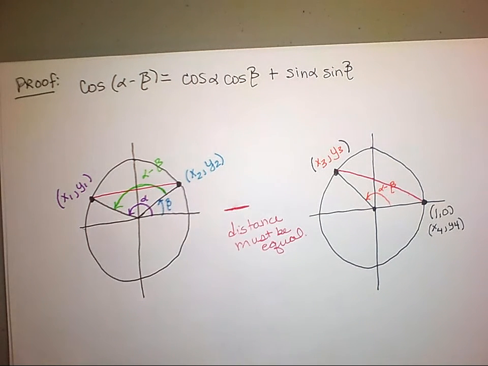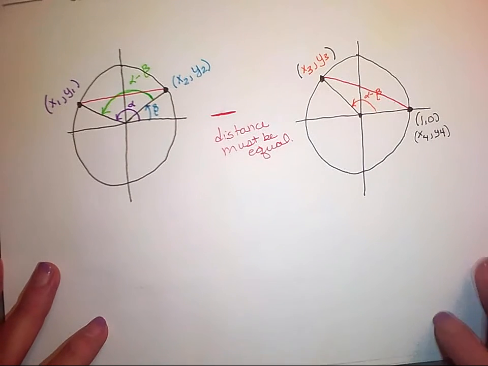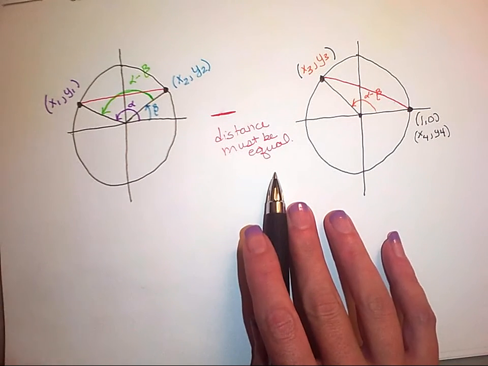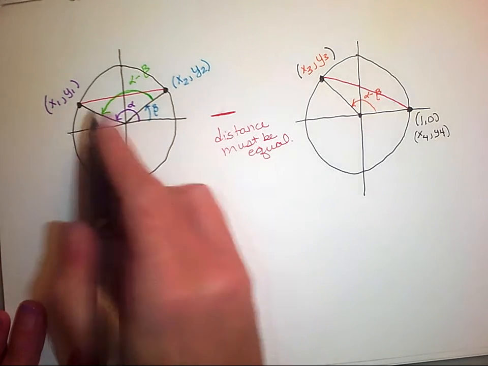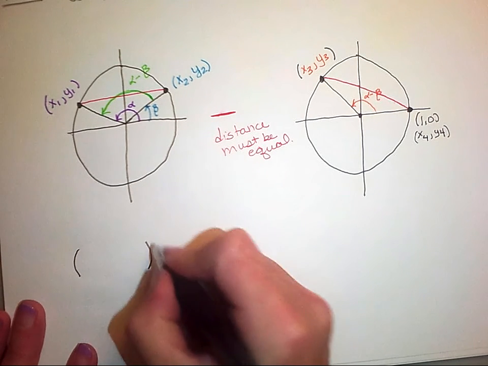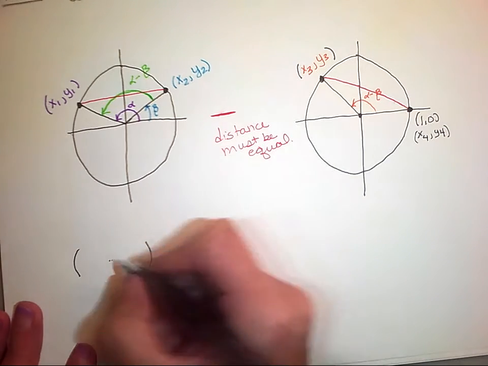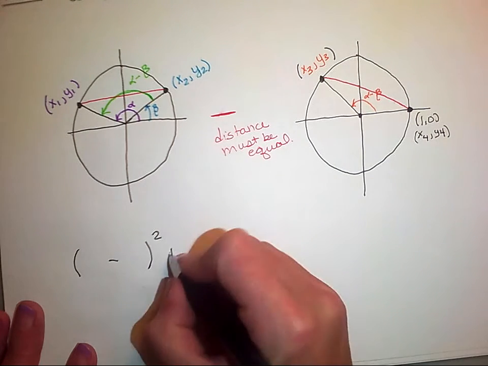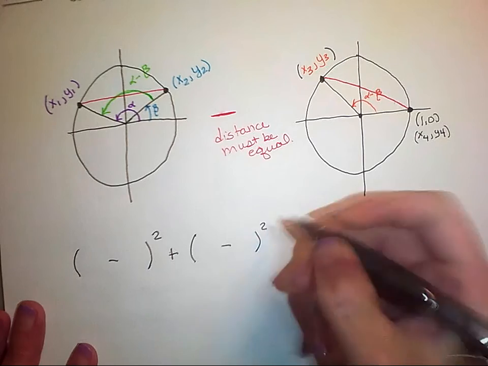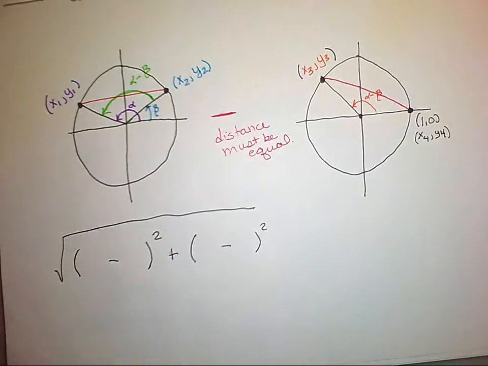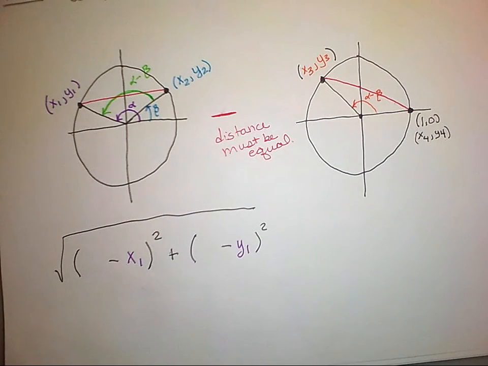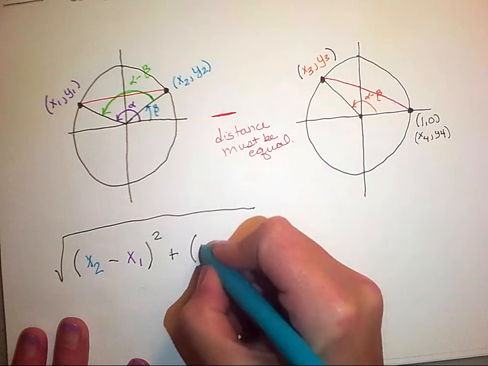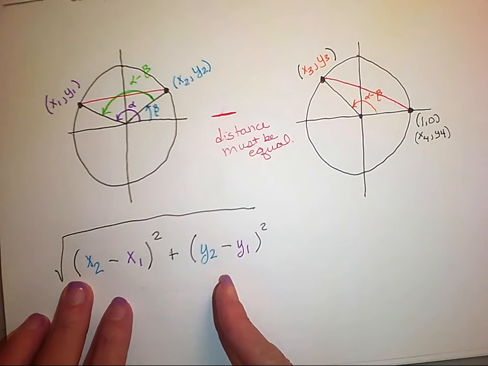So let's think about what we know then. If this distance must be equal, I can use the distance formula. That is, if I take the distance between these two points, it'll be the difference of the x's squared plus the difference of the y's squared. I'm going to color code this. So this would be x1, this would be y1, and this one would be x2, y2. It's just the distance formula.